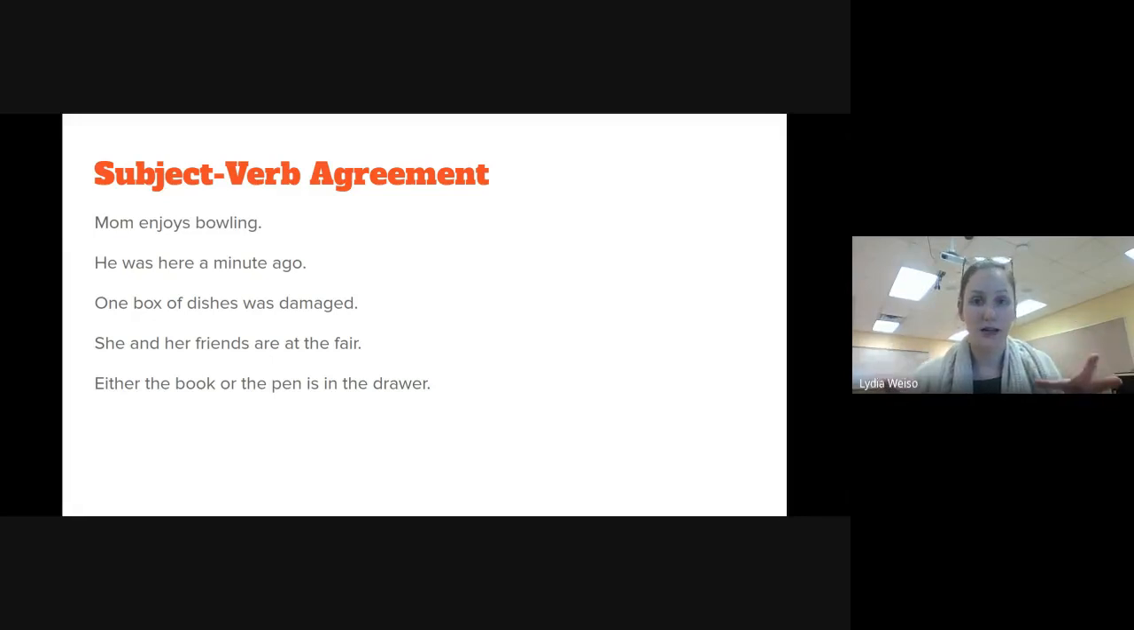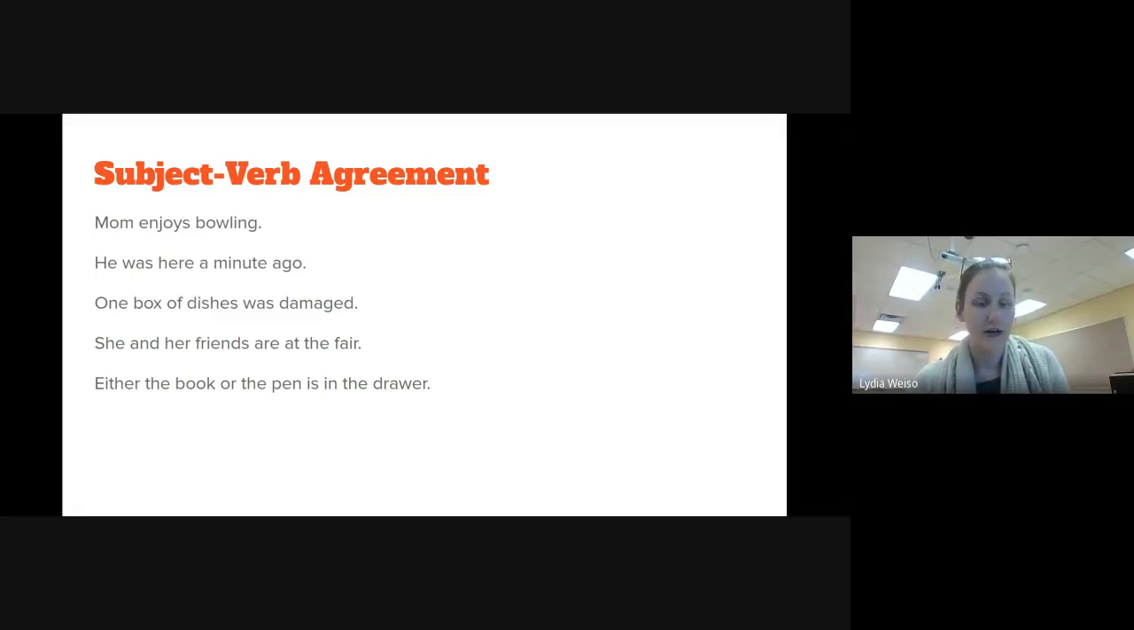So one box is singular. That's a singular noun. It's one box. And so because that's a singular noun, the verb also needs to be singular. One box was damaged.